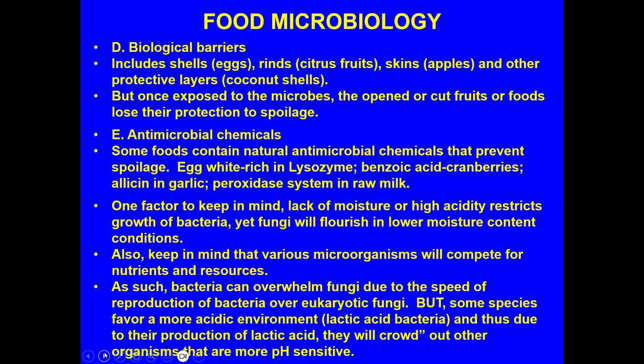Now, we have antimicrobial chemicals. It's interesting to note that some of these compounds exist naturally in the foods. Okay? And when you take a look at an egg white, it's rich in lysozyme, which of course would break down bacteria. Benzoic acid is present in cranberries. Allicin is present in garlic. And the peroxidase system in raw milk.